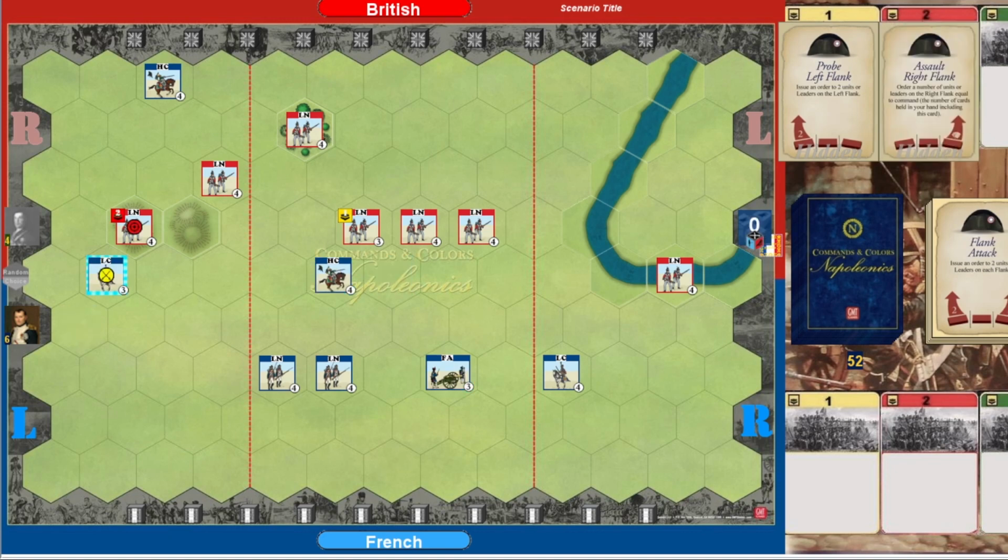Lastly, let's just go over some terrain effects, because the one die that cavalries and squares roll against each other is modified by terrain, and there are some cases that are worth keeping in mind. First, let's take a look at the left side of the screen.